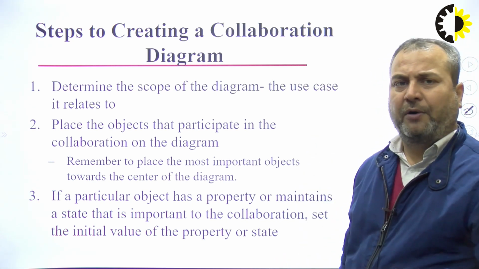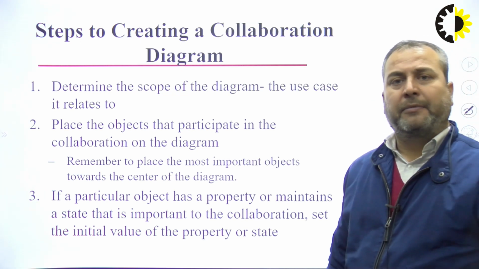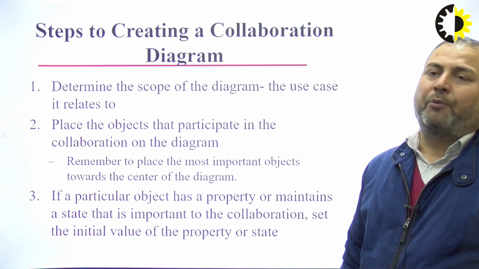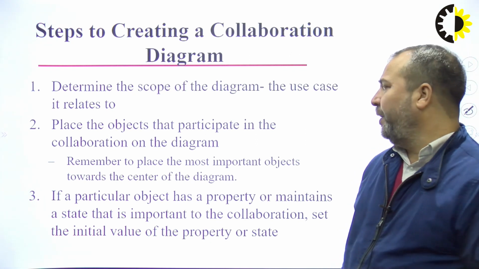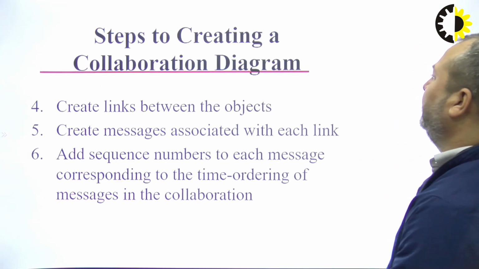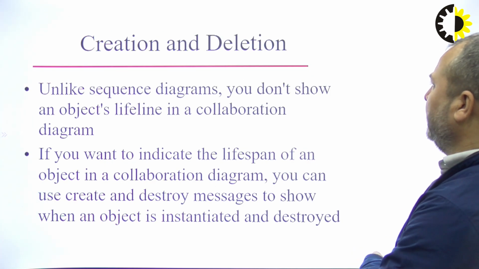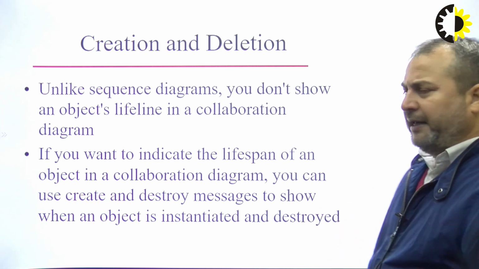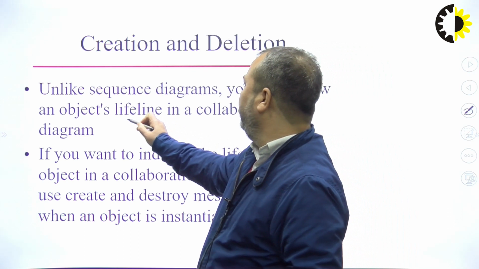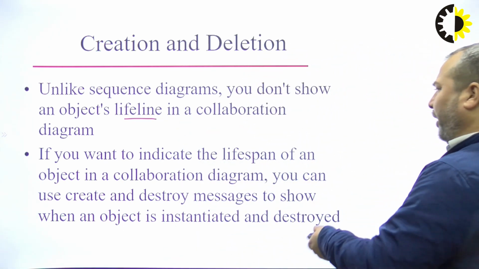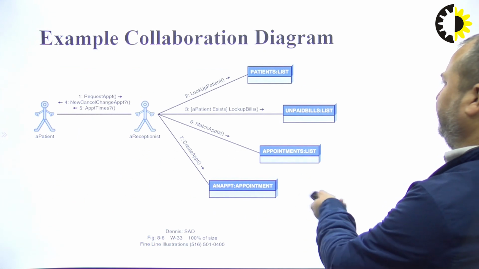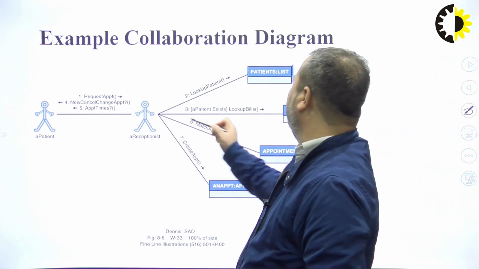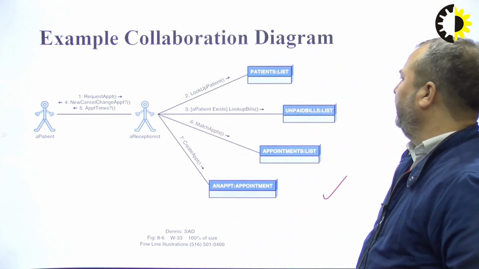These are the steps of a collaboration diagram. First, we have to identify the objects. In designing a collaboration diagram, we have to think about how many objects and what type of objects, which is most important. Then we can draw. Then creation and deletions. Unlike a sequence diagram, you don't show an object's lifeline in a collaboration diagram. In a sequence diagram we represent the lifeline, but in collaboration it is not required. Okay, so again, this is the collaboration diagram.